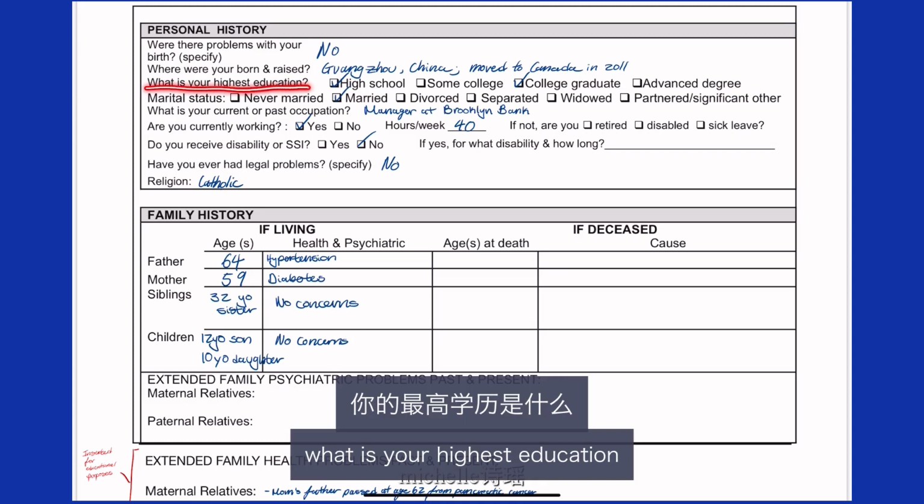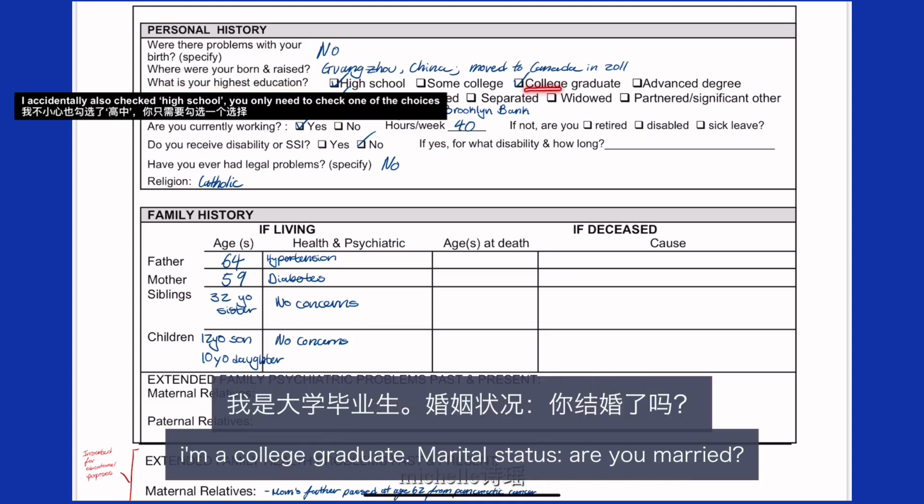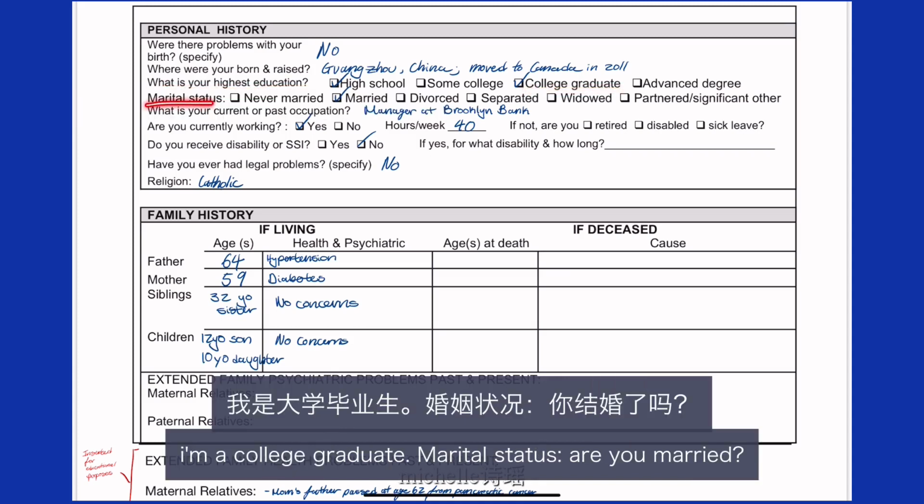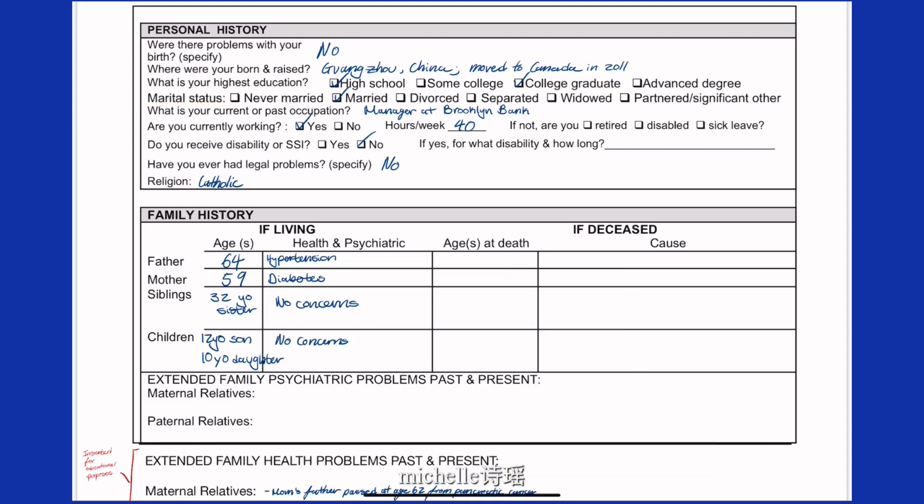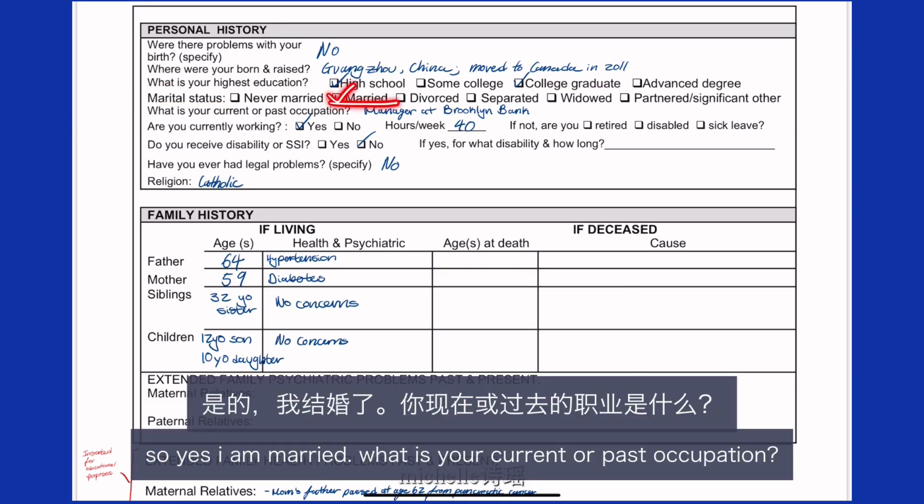What is your highest education? I'm a college graduate. Marital status. Are you married? So yes, I am married.